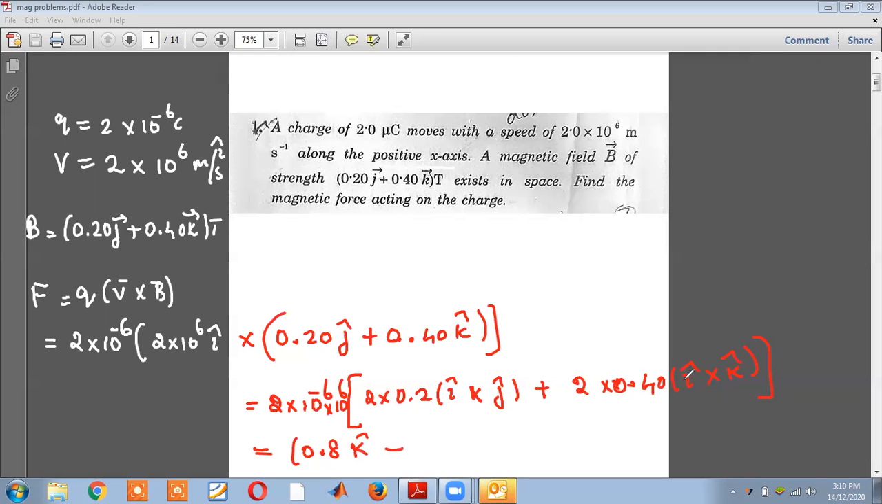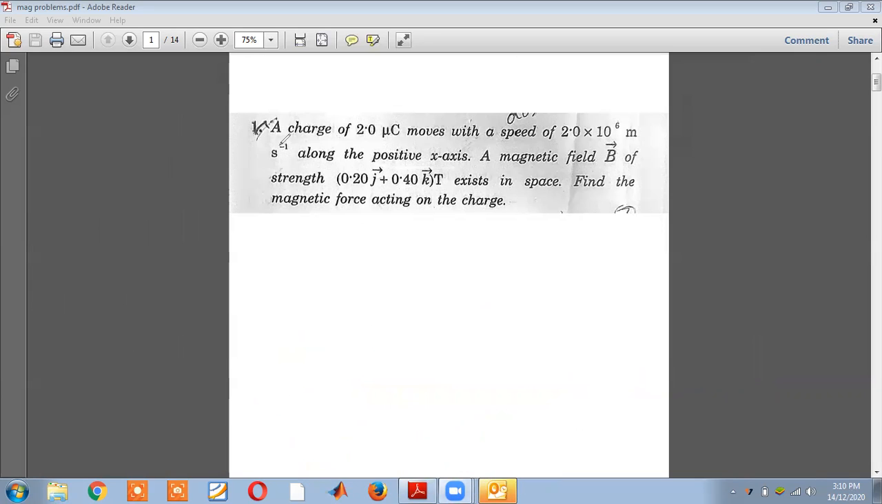Here we have a minus, because i cap cross k cap is negative j cap. It does not obey the commutative law, I hope you know that. So this is 1.6 times j cap, with a minus sign. This is the corresponding force. It is a kind of direct question, so we shall move on to the next problem. Let me erase this. If you want to copy, please pause the video and copy it. Right, so moving on to the next problem.